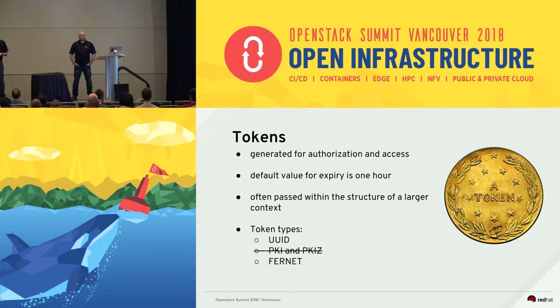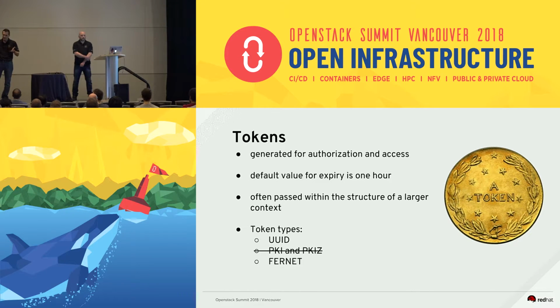There's a concept of PKI and PKI-Z tokens. I've specially crossed them off. They're no longer supported in the new OpenStack. They're also persistent. The biggest disadvantage of them was that they're really large. And the bigger the catalog of services you have, the bigger those tokens were.